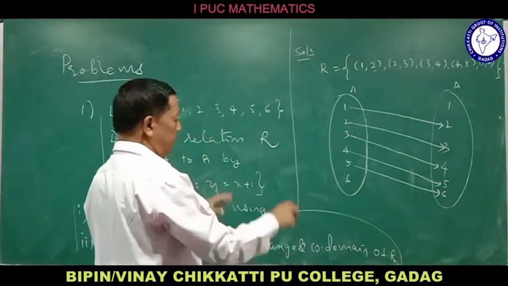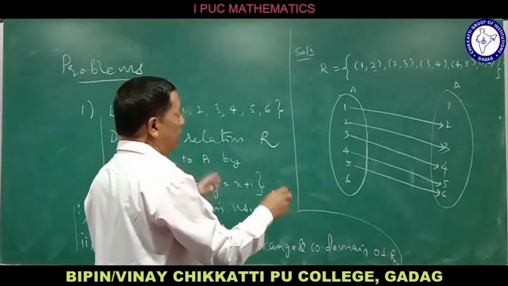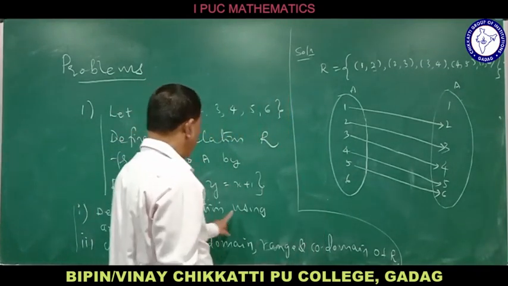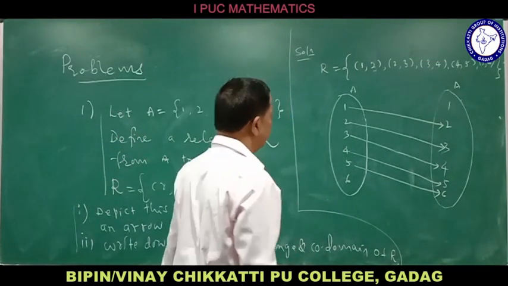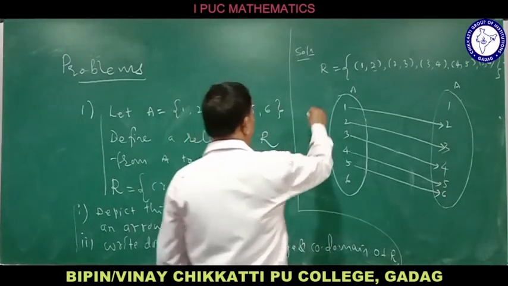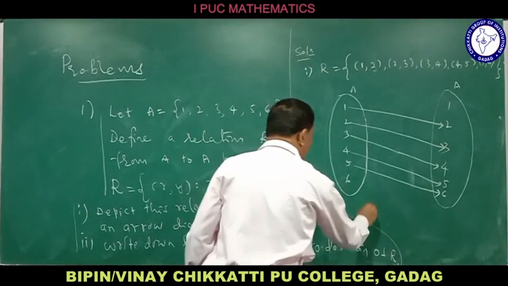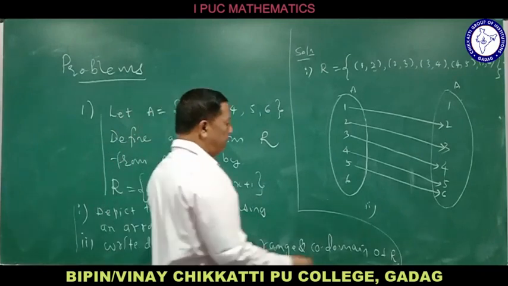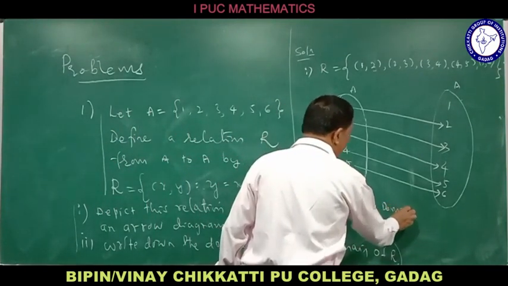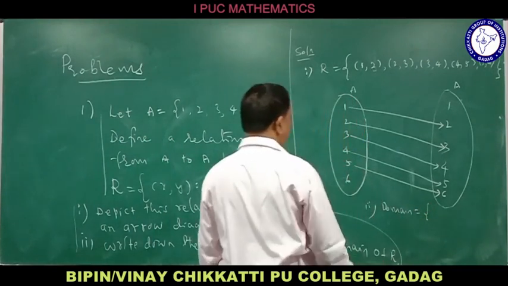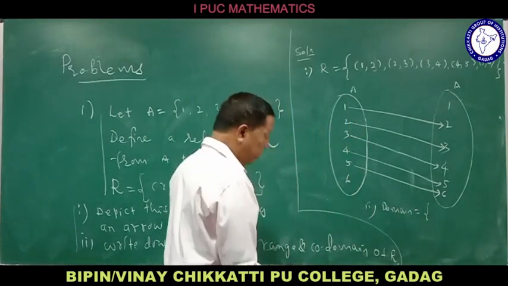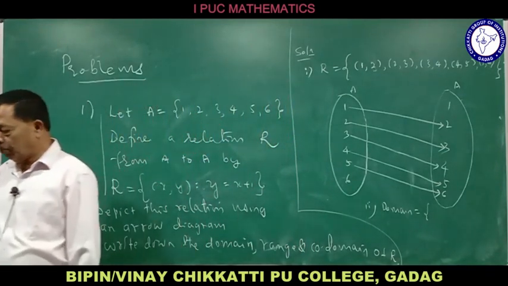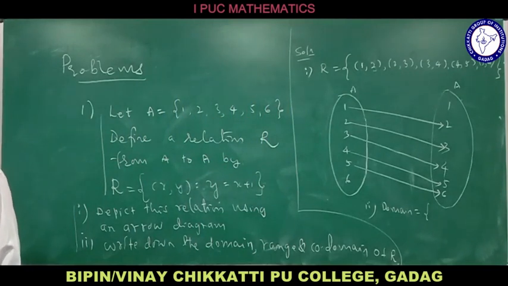So try to understand an arrow diagram. The corresponding arrow diagram is shown here. The question is, depict this relation using an arrow diagram that I have shown here. And basically the first part is over. And now the second part: write down the domain of the relation R. Look at this, domain. And already I have told you, it is a set of first elements. So you have to tell which are the first elements that you can write.